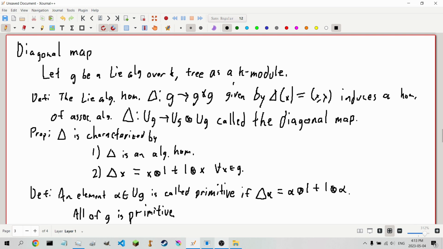And that is, of course, being identified with the image of G inside of U of G. And this all is pretty clear since, as always, the base field and the image of G characterize the universal algebra. We get this for free.